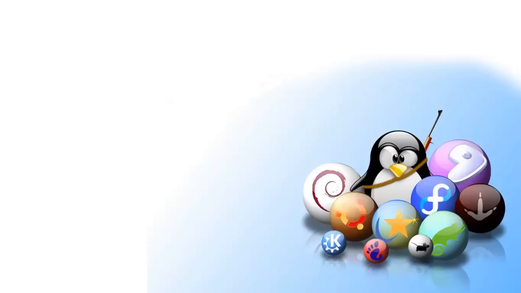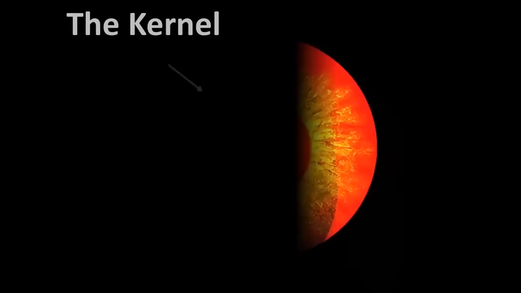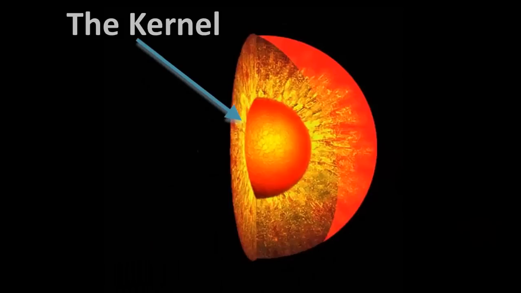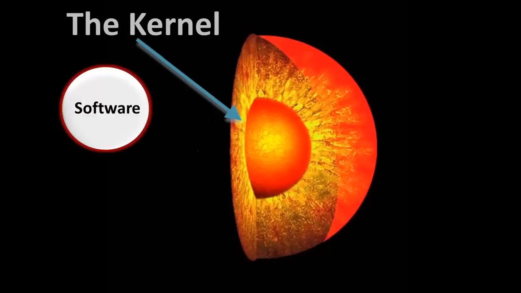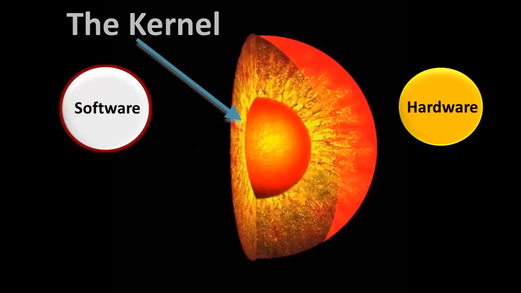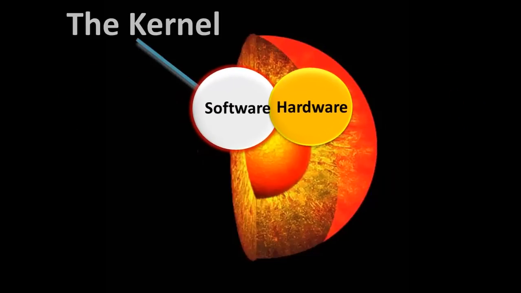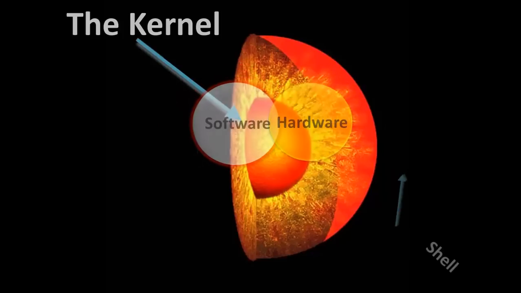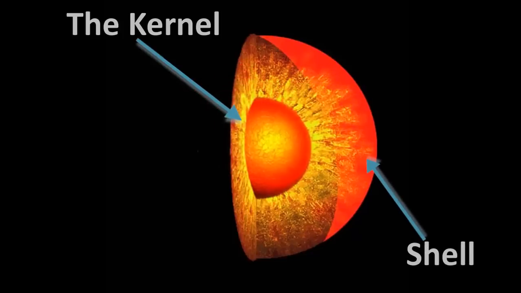Operating systems are made of many components, but their two prime components are kernel and shell. The kernel is at the nucleus of a computer. It makes the communication between the software and the hardware possible. While the kernel is the innermost part of an operating system, a shell is the outermost one.